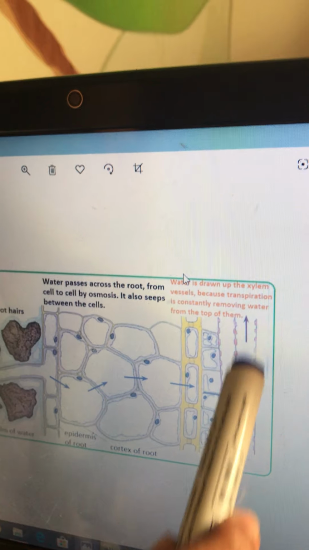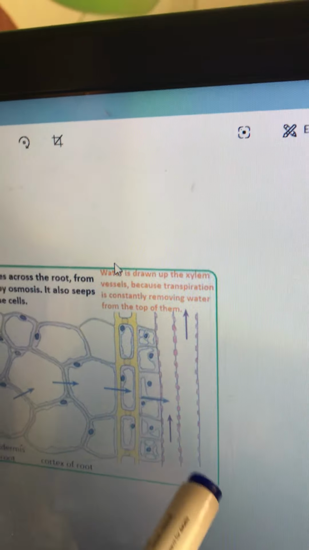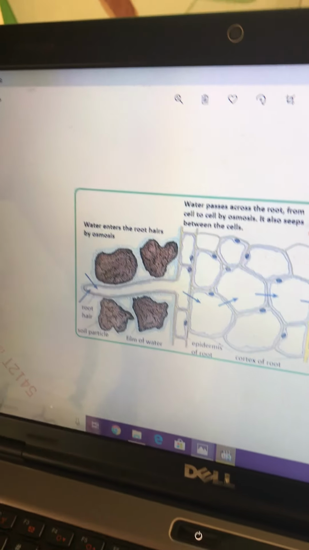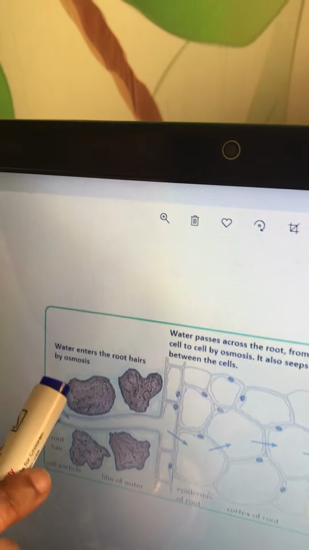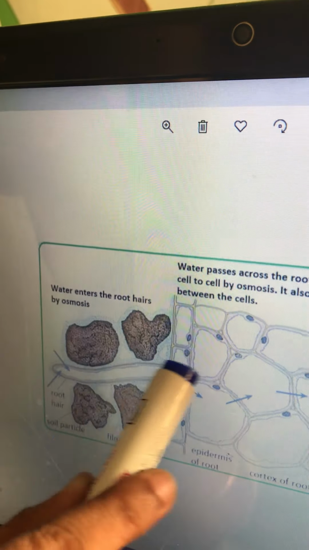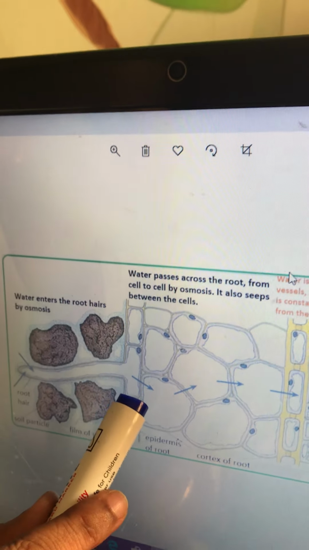And these are the pipeline, which is xylem. You can see here these dotted pipelines, which is representing the xylem. Now you see the movement of water here. First the water will move from soil to the root layer through diffusion. From there it enters into the epidermal cell through a process called osmosis.